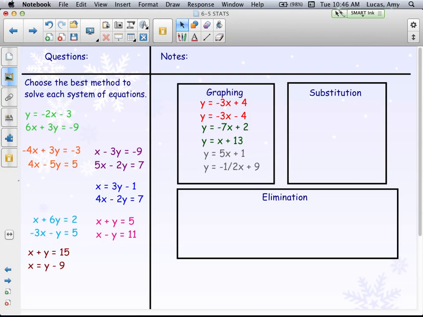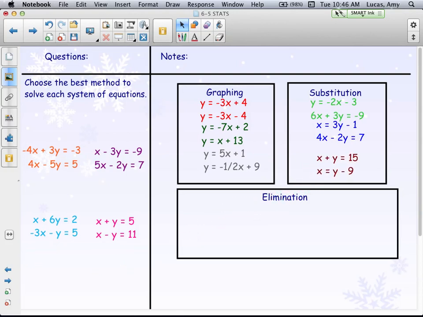Now, substitution from section 6.2. What I remember about substitution is you need one of the letters by itself. So it has to have an equation that says x equals or an equation that says y equals. Just one of them has to have a letter by itself. So this equation looks good to me for substitution. So does this one. And so does this one. They've all got one letter by itself. Whether it's x or y does not matter.